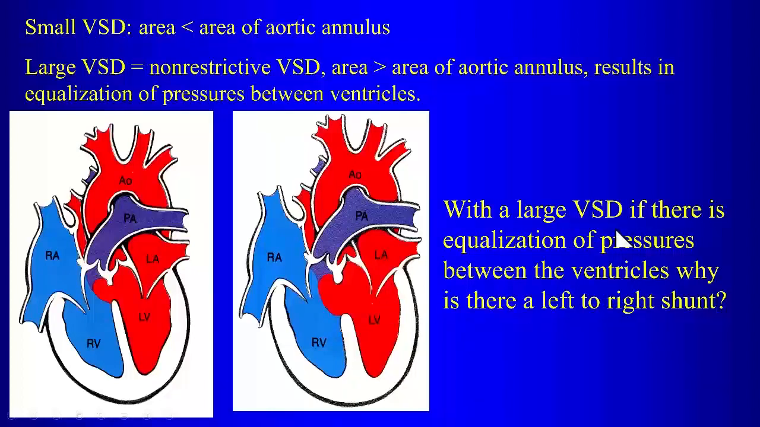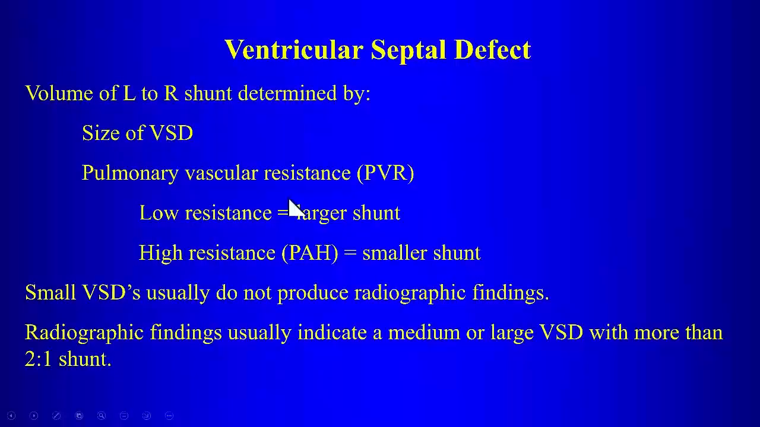Well, if we have a large VSD, and if there's equalization of pressures between the ventricles, why does this produce a left to right shunt? Left ventricle is stronger than the right ventricle? No, there's equalization of pressures. But like the myocardium is stronger, so it contracts more? Again, there's equalization of pressures on both sides. Why would the flow be preferentially into the pulmonary artery? The pulmonary circulation is lower resistance. Yes, the flow follows the path of least resistance. So because the pulmonary vascular resistance is lower than the systemic vascular resistance, even if you have equalization of pressures in the ventricles, the flow will be preferentially towards the right circulation.